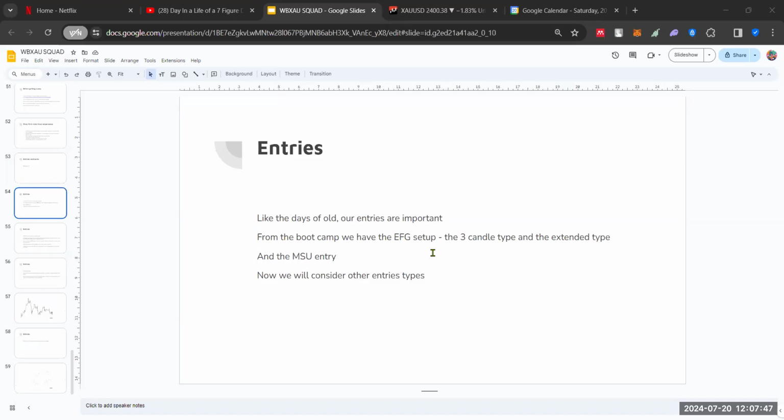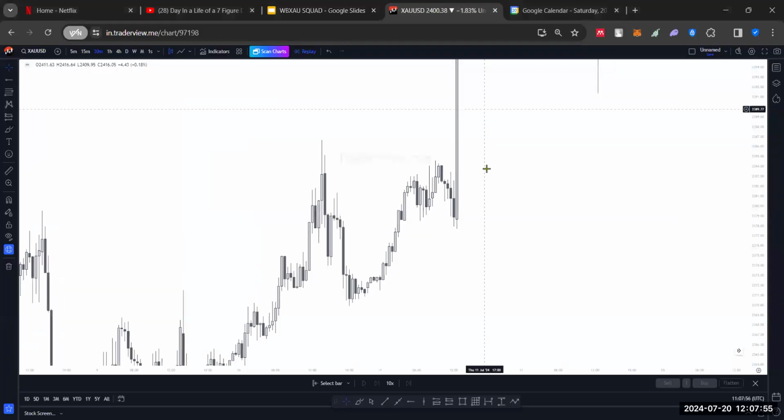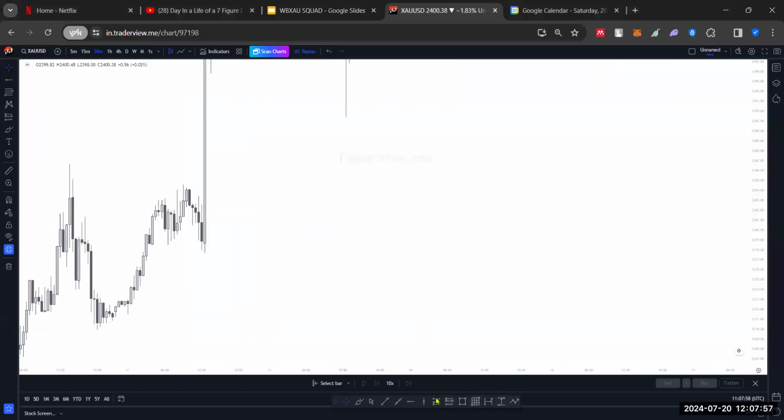As I explained when we were talking about inducement and liquidity, the MSU entry is a simple entry and it's for a continuation setup. For example, in a bullish market, you expect new highs to form and you expect the lows to get induced. When price breaks, you expect that price will come back somewhere in between this level, tap and continue. This is a continuation setup.